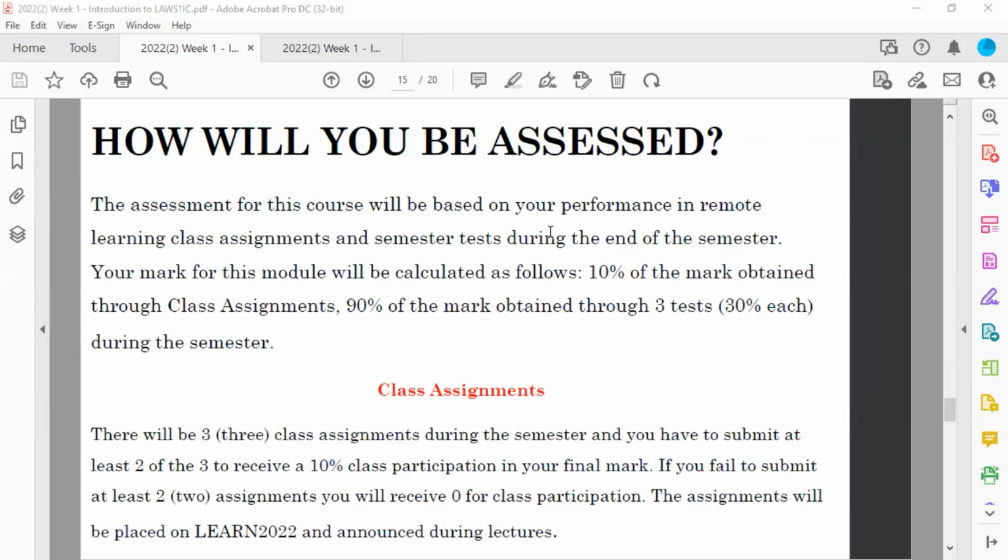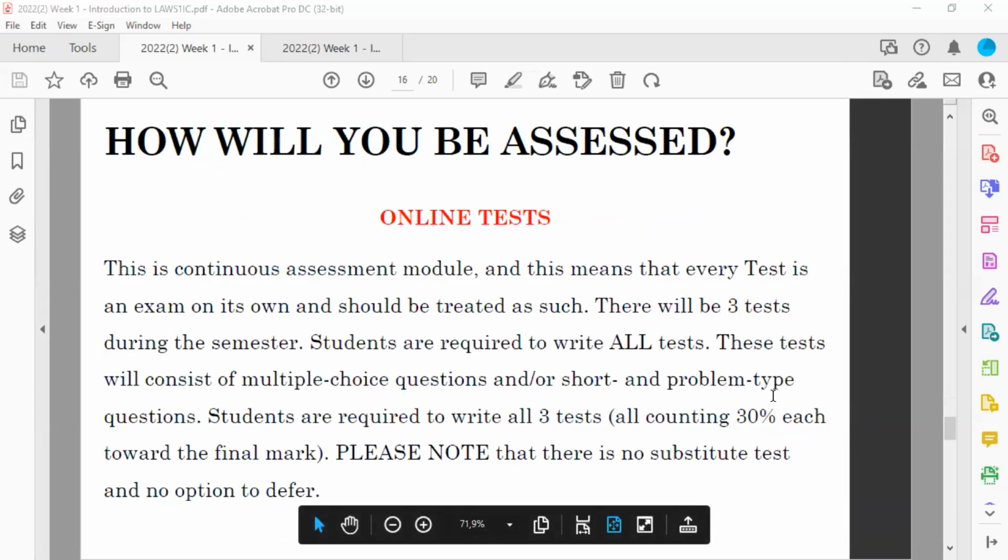So your class assignments, we will upload 3 class assignments. During the course of the semester, you have to submit 2 out of the 3 to get 10%. If you miss class assignment number 1, you have to do number 2 and number 3. If you only do 1 of the class assignments, then sorry, you will get 0 for your participation in the class activities, right? So you have to do 2 out of the 3 class assignments, right? So that counts 10%. And then you will see the online tests.